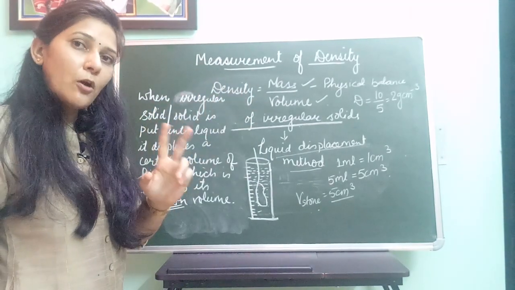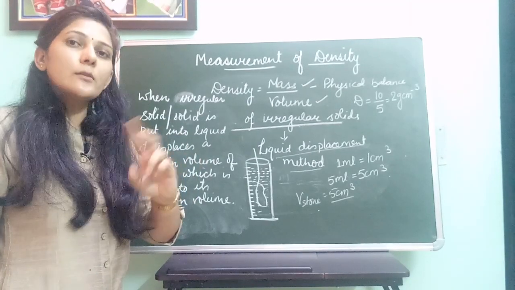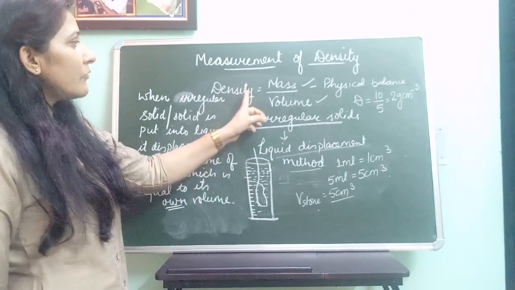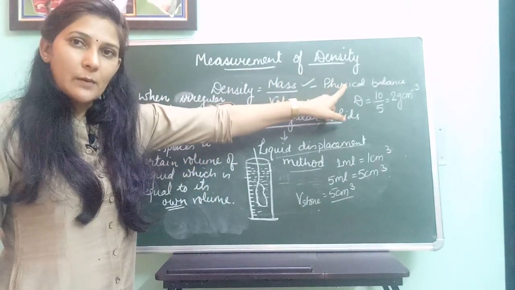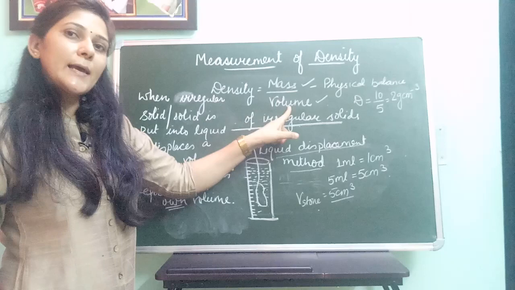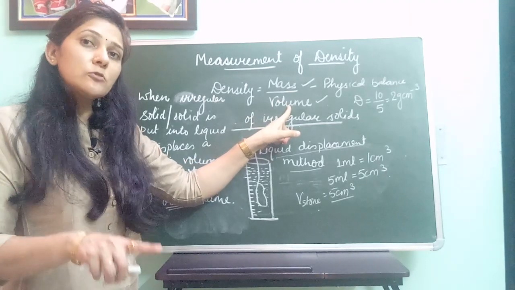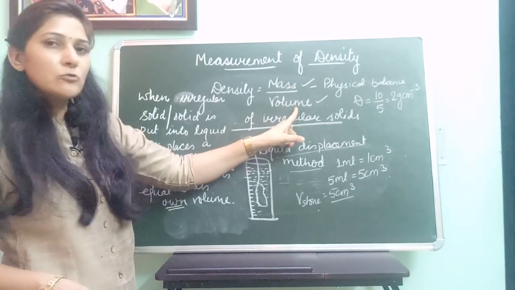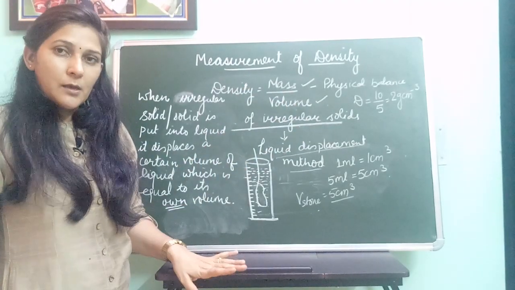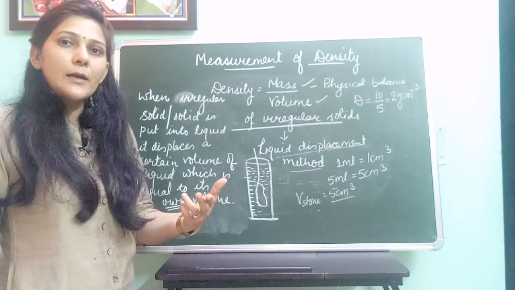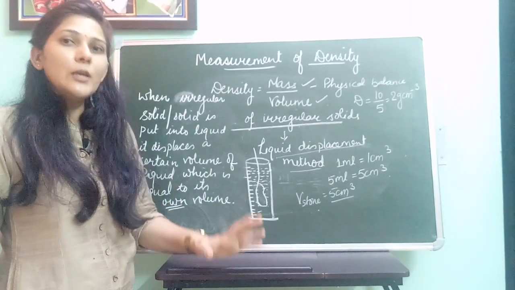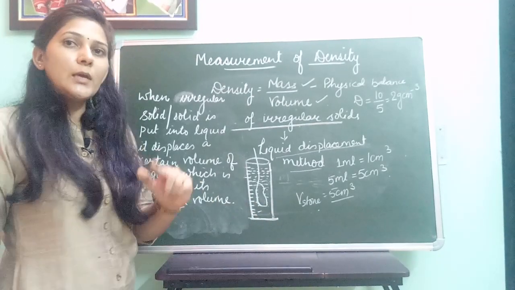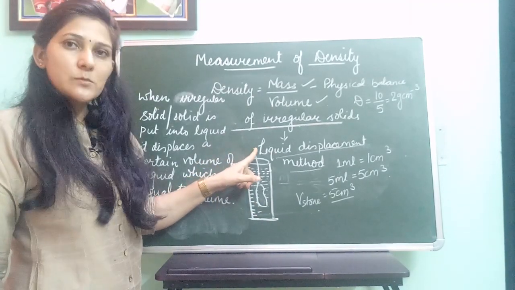What we did over here, we learned how to find out the density of a solid. The solids can be of two shapes. One is of regular shape, another is of irregular shape. For regular shapes, we can simply apply the formula. We can find out mass with the help of the physical balance. We can find out volume with the help of simple geometric formulas according to the geometric shape of the solid. And we can substitute the values and we will get to know the density of the substance. But if the shape of the solid is not regular, it is not any known geometric shape, then it is an irregular solid, and in that situation we need to apply this liquid displacement method.